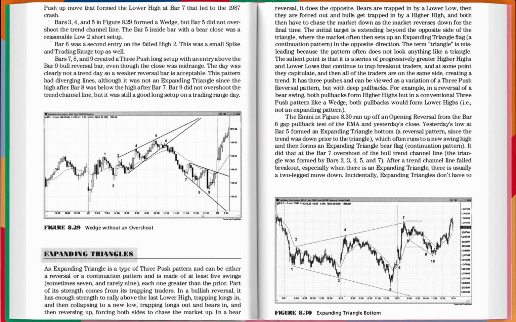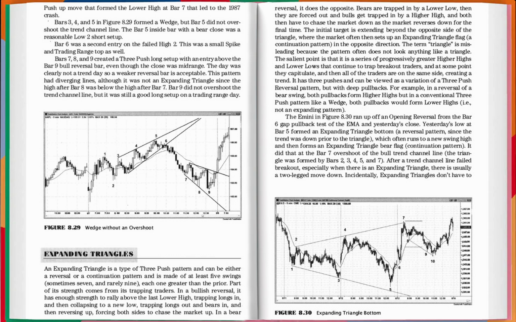Bars 7, 8, and 9 created a 3-push long setup with an entry above the bar 9 bull reversal bar, even though the close was mid-range. The day was clearly not a trend day, so a weaker reversal bar is acceptable. This pattern had diverging lines, although it was not an expanding triangle since the high after bar 8 was below the high after bar 7. Bar 9 did not overshoot the trend channel line, but it was still a good long setup on a trading range day.